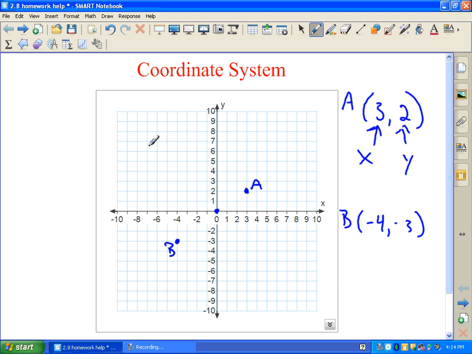So if I wanted the coordinates of this point, that would be (-3, 5). So C would have the coordinates (-3, 5). And that's how I graph points or take coordinates off a graph. And that is it for today.